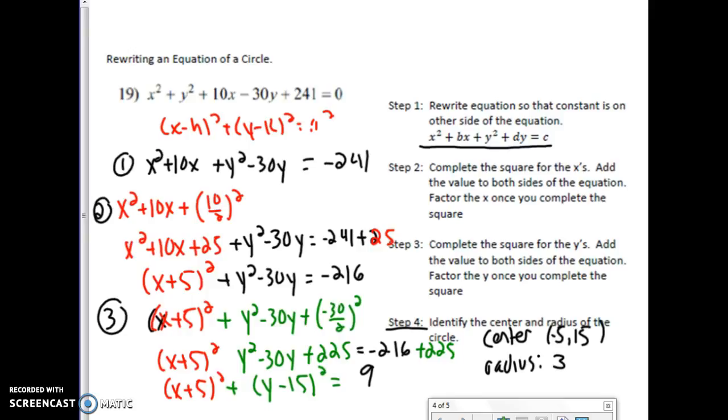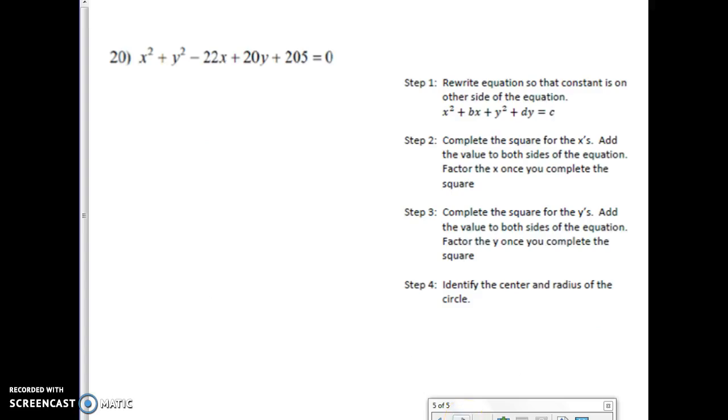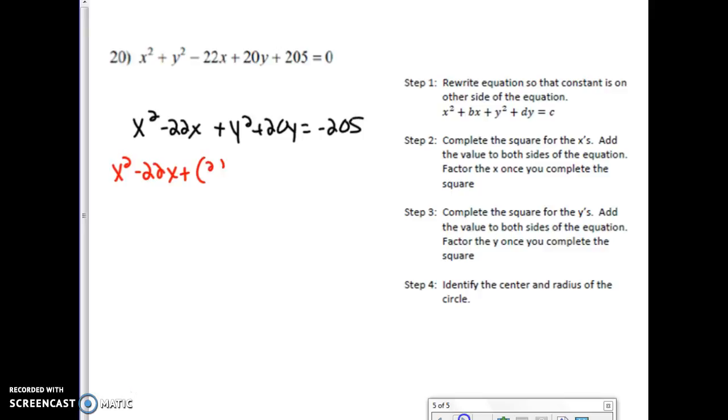Okay, let me just walk through one more with you guys. All right, so step 1, I want to get the x's and the y's together. So I got x squared minus 22x plus y squared plus 20y equals negative 205. Complete the square with the x's. x squared minus 22x plus (22 over 2) squared. So I got x squared minus 22x plus 121. So I got negative 205 plus 121. Still with the y squared plus 20y.